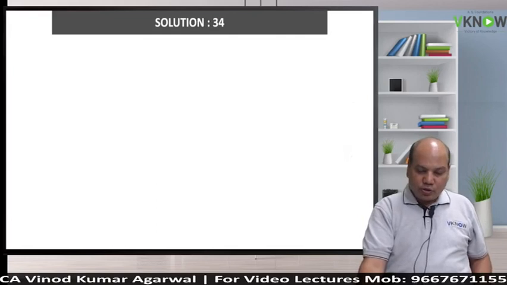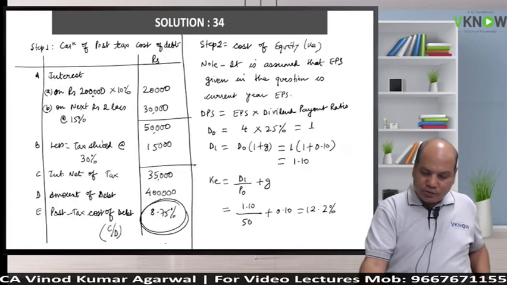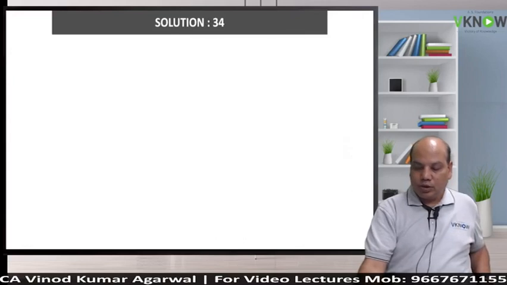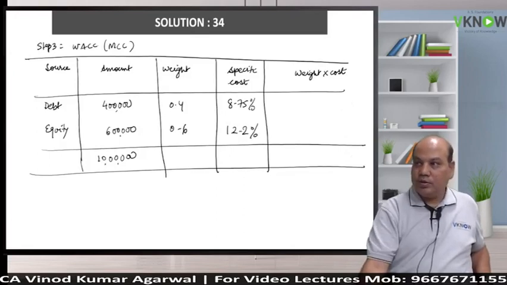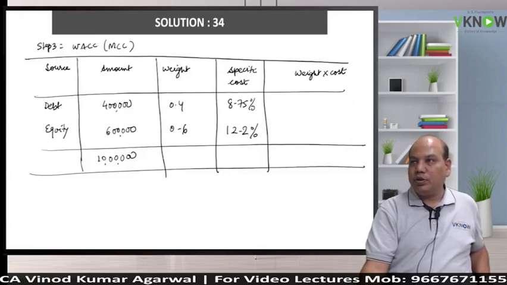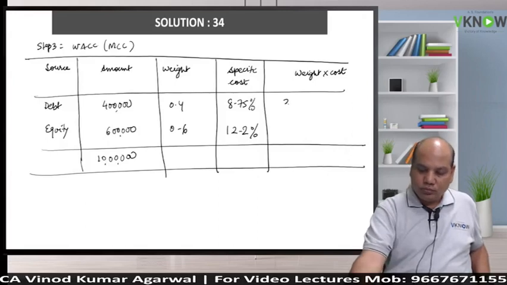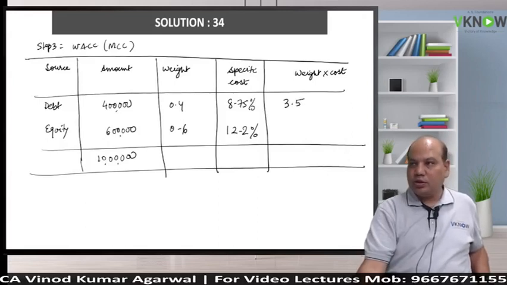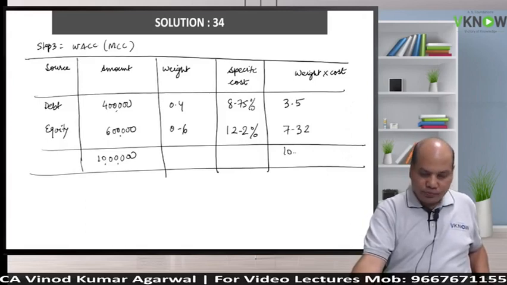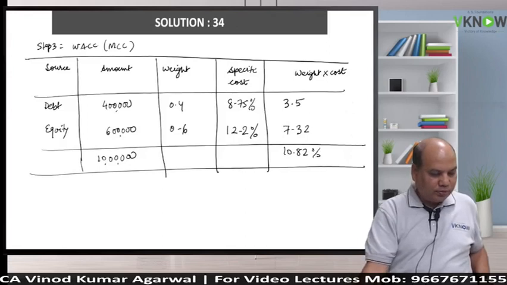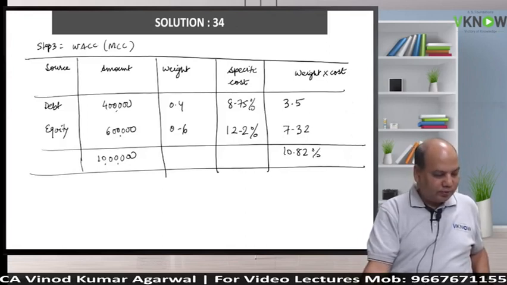What was the specific cost of debt? Is it 8.75%? 8.75%. And equity was 12.2%. 0.4 into 8.75 is 3.5, 0.6 into 12.2 is 7.32, total 10.82%. Is it right?